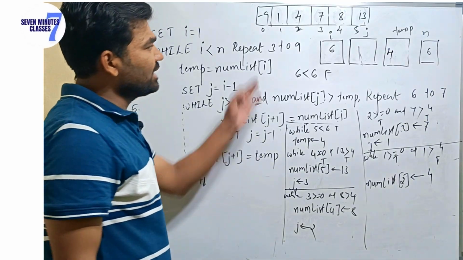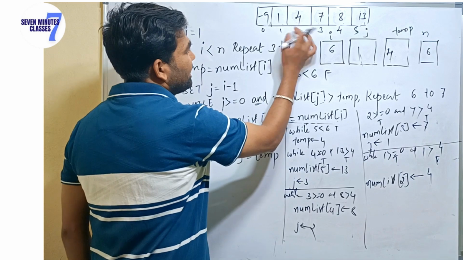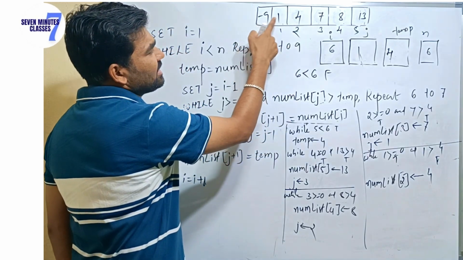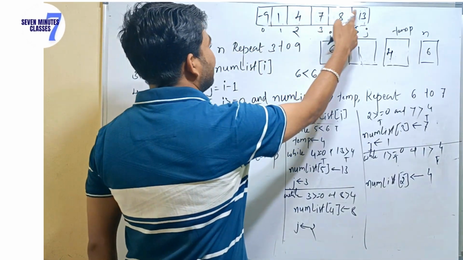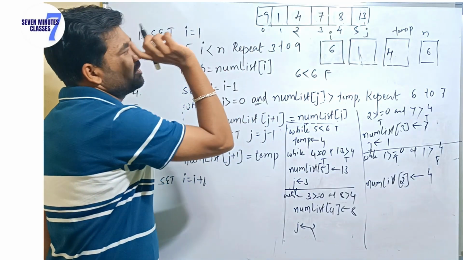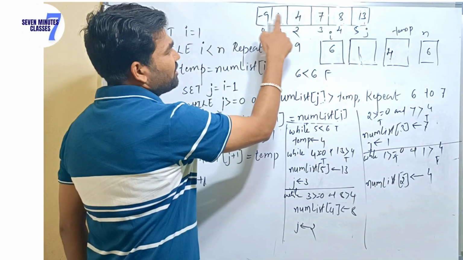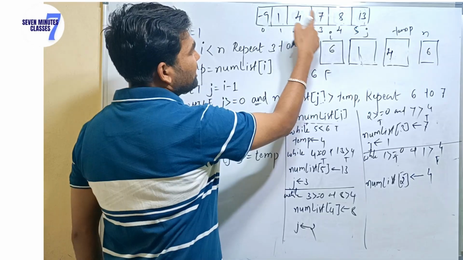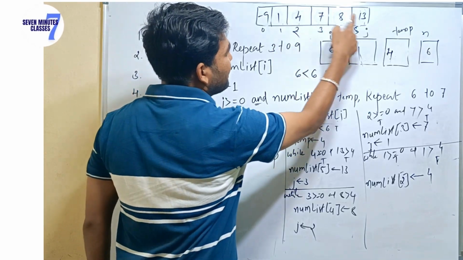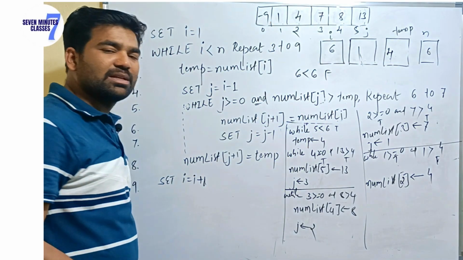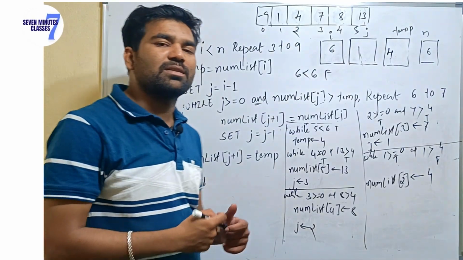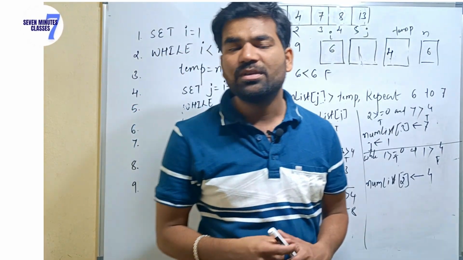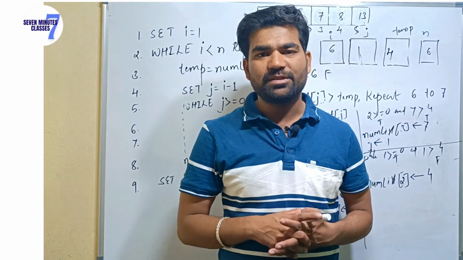So now by looking at this, the list newly created, that is -9, 1, 4, 7, 8, 13. Okay. So 1 is greater than -9, 4 is greater than 1, 7 is greater than 4, 8 is greater than 7, 13 is greater than 8. It means all the elements get sorted. So this is how the insertion sort technique works.